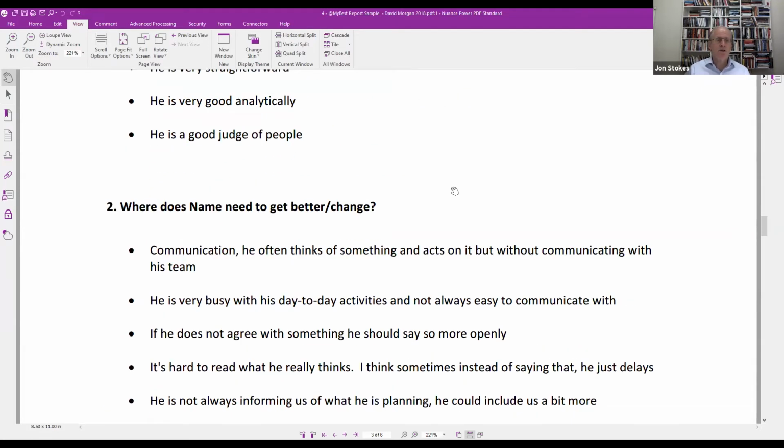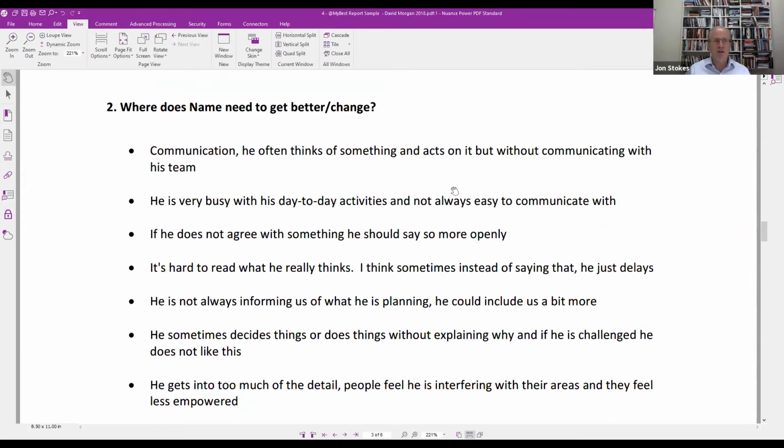So then we turn in the session, I'm imagining I've given this report to the coachee at this point, to the client. Where does name need to get better or change? Some examples again from those phone calls.